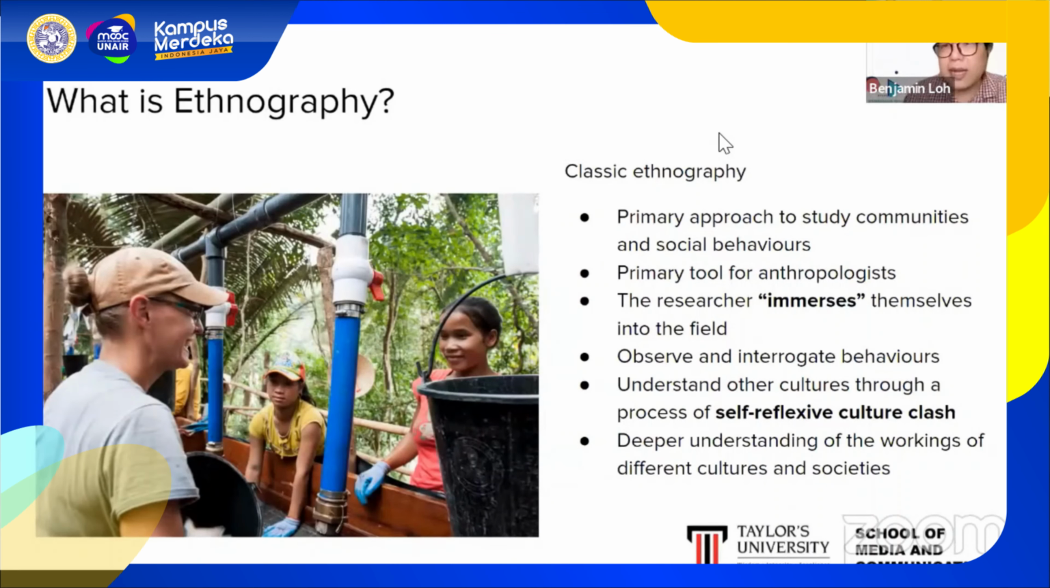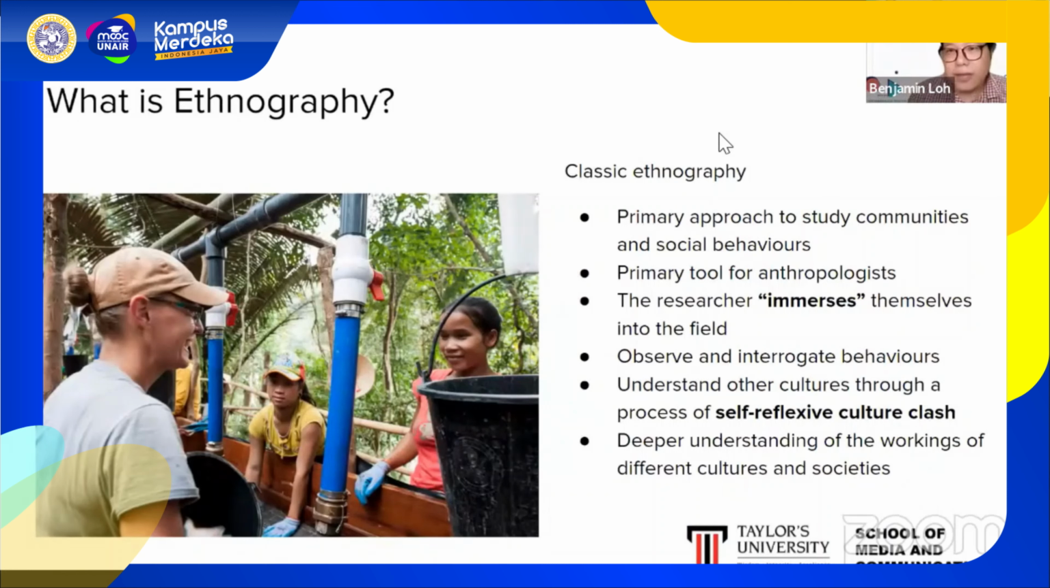Basically, classic ethnography is when a researcher goes down to the field and speaks to communities to understand how they operate and what their social behavior is. The main method to examine all of that is through a process of immersion, where the researcher lives amongst these people and integrates themselves into their lifestyles. In doing so, they can observe and interrogate behaviors directly in person, and gain deeper insights into how these societies operate.